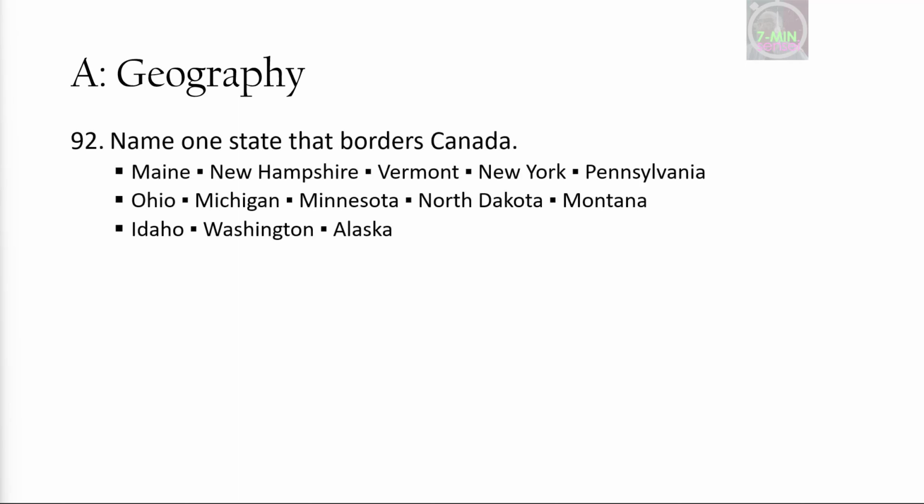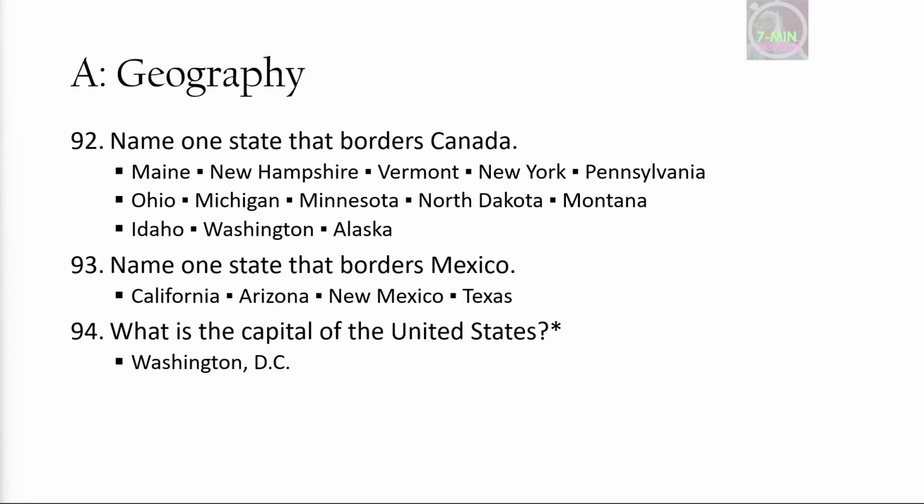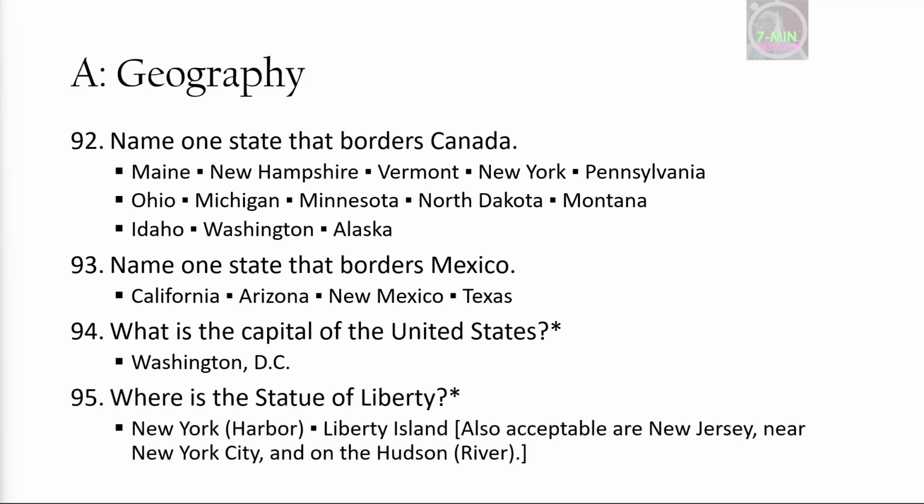A. Geography. Name one state that borders Canada. Maine, New Hampshire, Vermont, New York, Pennsylvania, Ohio, Michigan, Minnesota, North Dakota, Montana, Idaho, Washington, Alaska. Name one state that borders Mexico. California, Arizona, New Mexico, Texas. What is the capital of the United States? Washington, D.C. Where is the Statue of Liberty? New York Harbor, Liberty Island. Also acceptable are New Jersey, near New York City, and on the Hudson River.